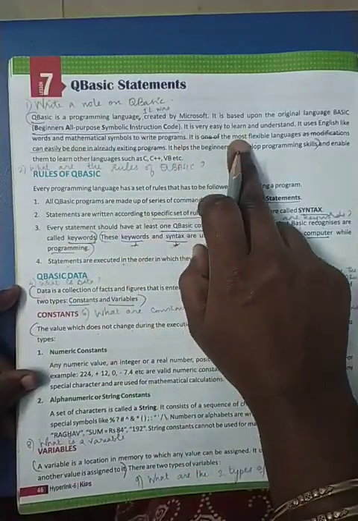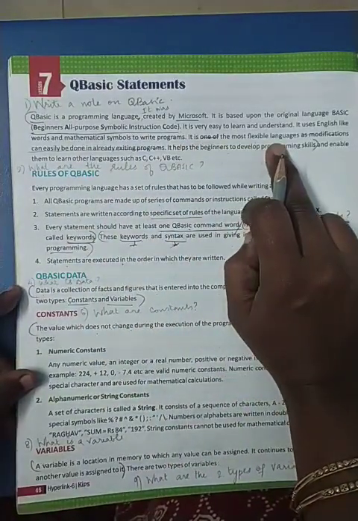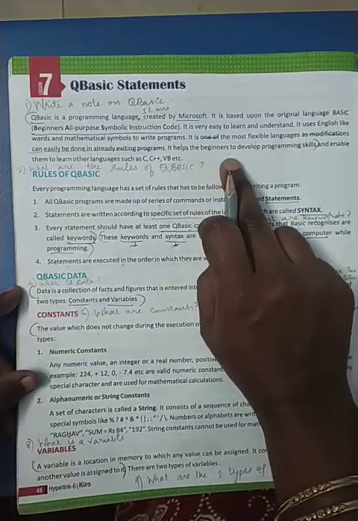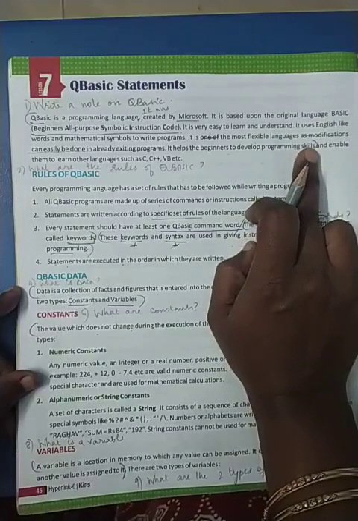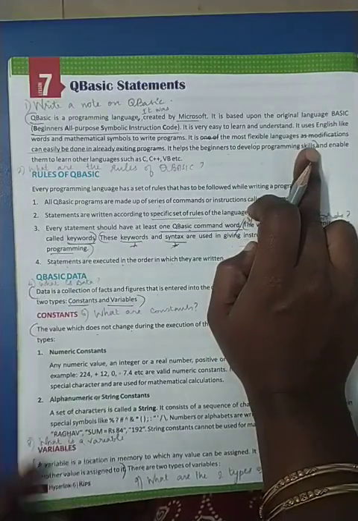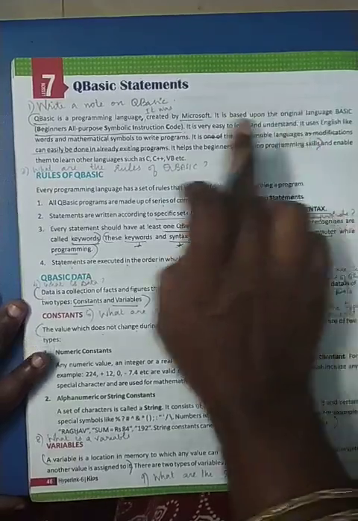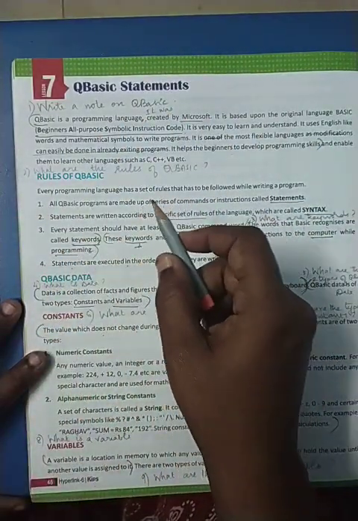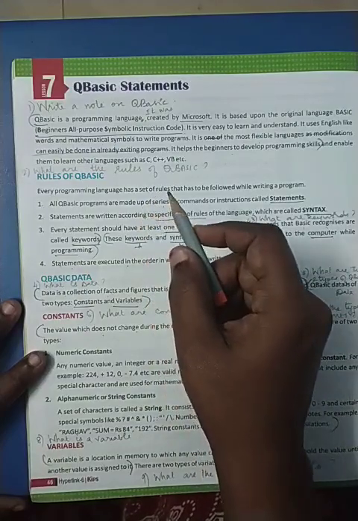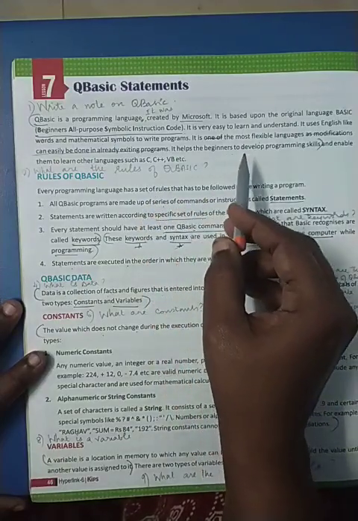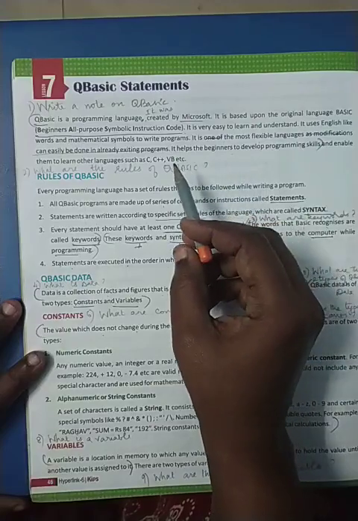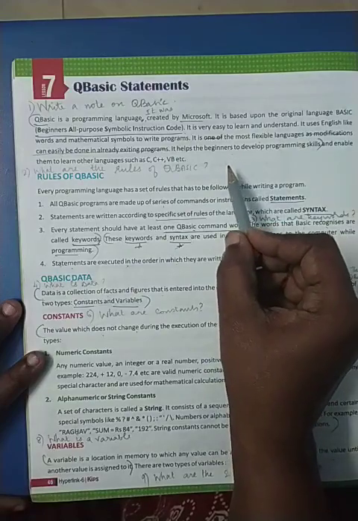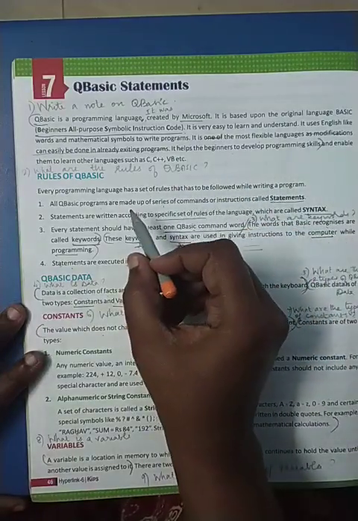It is the most flexible language anybody can learn. So it helps beginners to develop programming skills. You can write only till this. This is enough. So this is a note on QBasic. So what is QBasic? It is a programming language. It was developed by Microsoft. It is very easy to learn and understand. It uses English words and mathematical expressions, and it is easy for beginners to develop their programming skills.